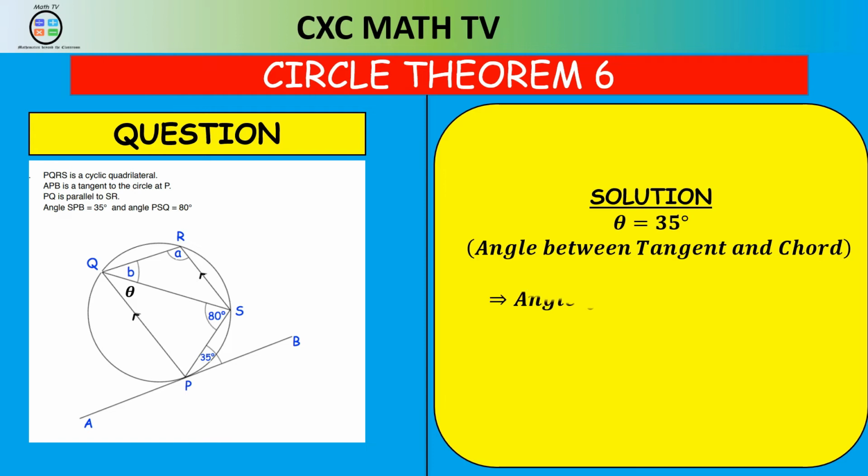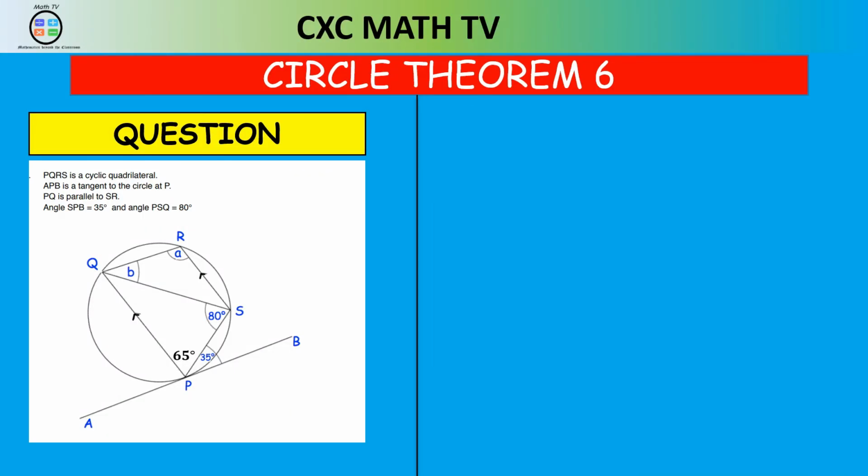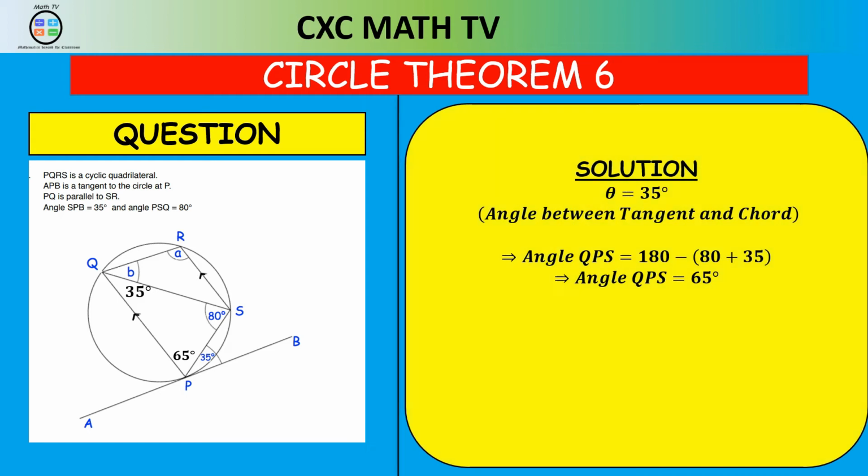Now once we get theta to be 35 degrees, angle QPS is going to be 180 minus (80 plus 35), which is 65. That's because angles in a triangle sum to 180. So we can put 65 right there on the diagram. Once we get that angle to be 65, we know that A plus 65 is 180 because we realize that QRSP is a cyclic quadrilateral, and so angle A is 115 degrees.